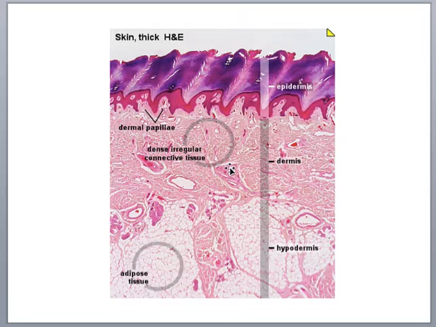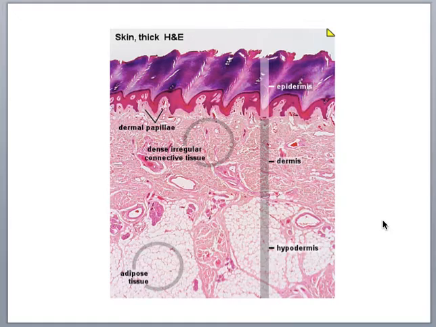You can see that densely compacted collagen fibers running in all different directions, dense irregular connective tissue. And then once you see lots of adipose, this tells you you're in the hypodermis because it's primarily adipose and loose areolar connective tissue. So stratified squamous epithelium of the epidermis, dense irregular connective tissue of the dermis, and adipose connective tissue of the hypodermis, okay?